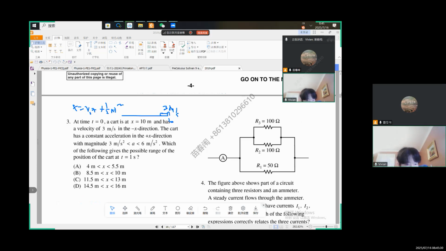Let me do it again then. X equals 3 plus. Wait, no, it's minus 1 half, 1 half 3. So then that's 3 minus 1.5. So that's 1.5. See? Yeah, that seems right, but you have to be careful.